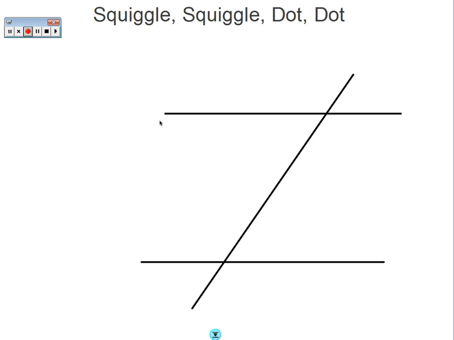Hey guys, so we're doing a little video here on angle pair relationships. More importantly, we're going to be looking at the relationship that is shared between two parallel lines and a transversal.